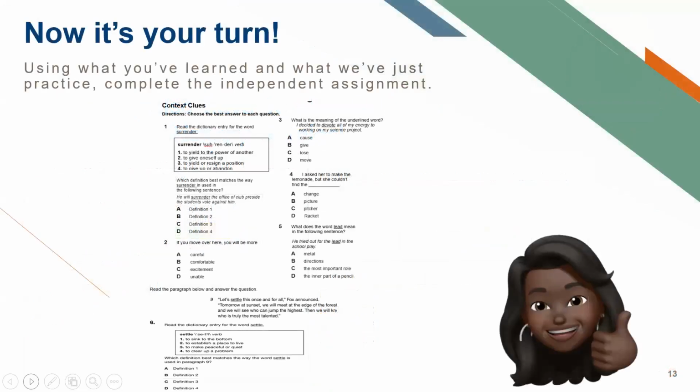Now it's your turn. Using what you've learned and what we've just practiced, complete the independent assignment.